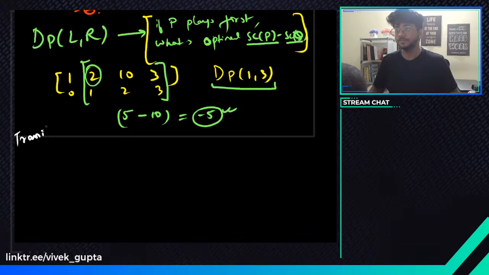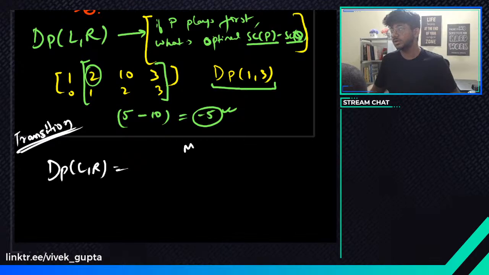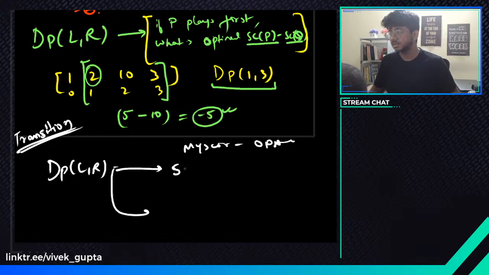Very simply, dp of L to R, it's my score minus opponent score. Okay, what I can do two things. I can take the first element or the last element. So I will get A of L, which will be added to my score, plus now it's my opponent's turn, and he will be playing in the range L plus 1 to R.